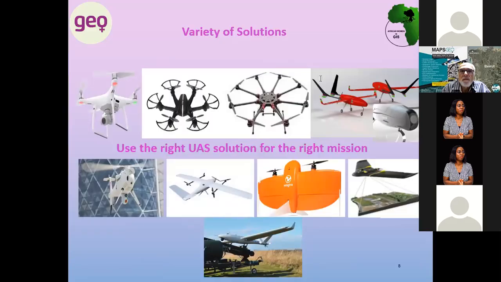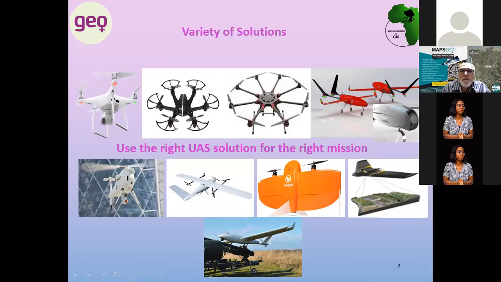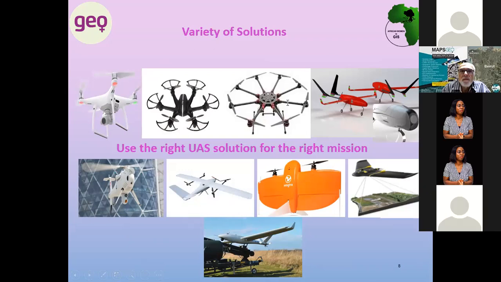Now, there are different types of drones, and I've just listed some of them. We have the first one, which is a quadcopter, which has 4 rotors. We have a hexacopter, which has 6 rotors. We have an octocopter, which has 8 rotors. We have a fixed wing, which usually requires a very long runway, and it usually has more endurance.